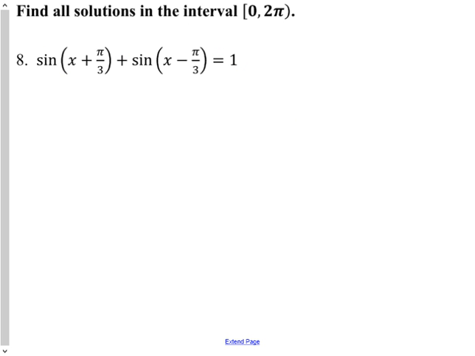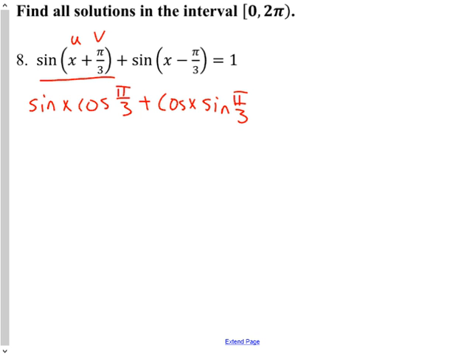Solve all solutions in the interval 0 to 2 pi. Now this kind of comes back to yesterday's lesson of the 5-4 solving equations, but it's still using the u plus v formula. So just writing it in: sine x cosine of pi thirds plus cosine x sine pi thirds. That's the first piece. Switching colors, doing the next piece. And again, sine x cosine pi thirds minus cosine x sine pi thirds.